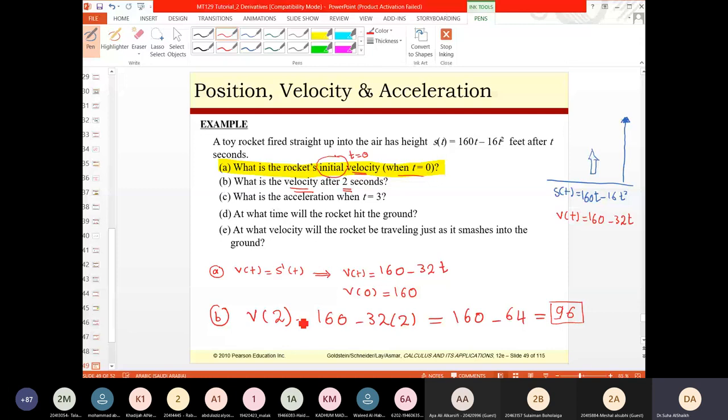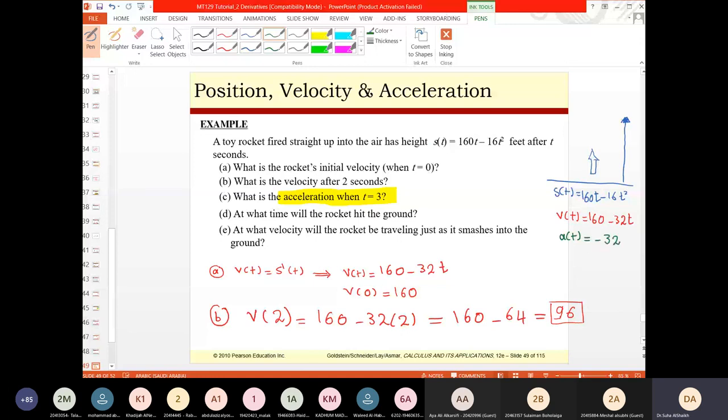Give me S. I want to find the velocity, first at t equal to 0, then I want to find the velocity when t is 2. Let's see part C of the question. In part C, they said, find the acceleration now when t is 3. So I need the acceleration here. What's the acceleration? It's the derivative of V, and it is equal to minus 32.